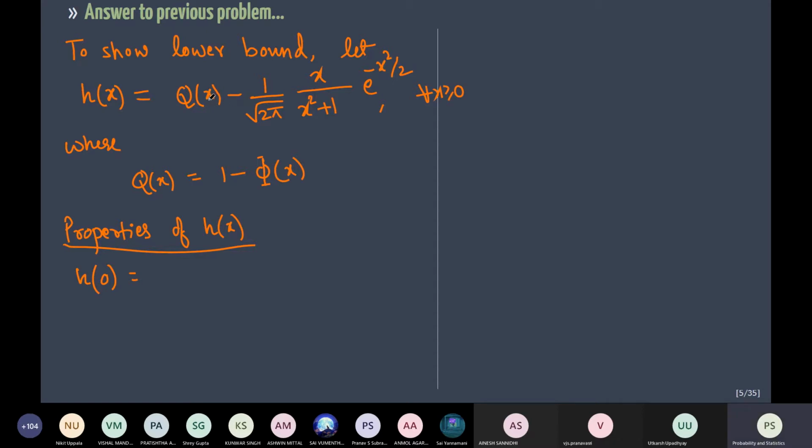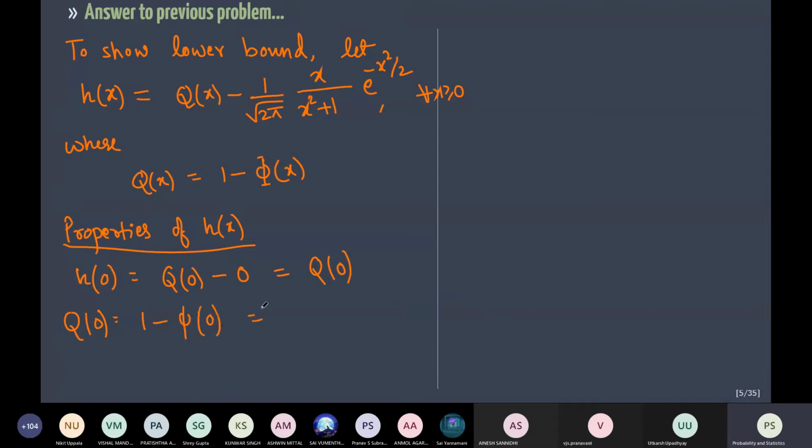And so q of 0 will be how much? Let us write down first and then see. So q of 0 minus, and this guy will be basically 0 because x is 0. Okay, so this is 0. So this is nothing but q of 0. Now q of 0 is phi of 0.